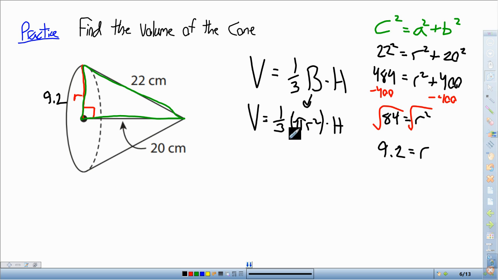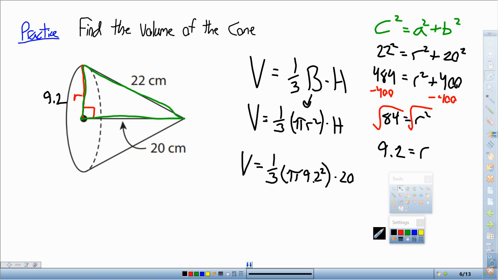Now I have everything I need to plug into my volume formula. So let's do it. Volume equals 1/3 pi. The radius we just figured out was 9.2 squared times the height of my cone. Be careful, the height is this line that's at 90 degrees to the base, so 20. Careful not to plug in 22, that's the slant height. So 9.2 and 20.